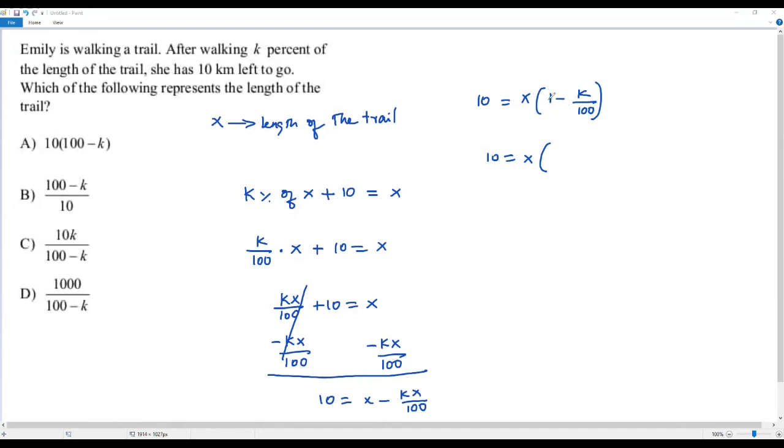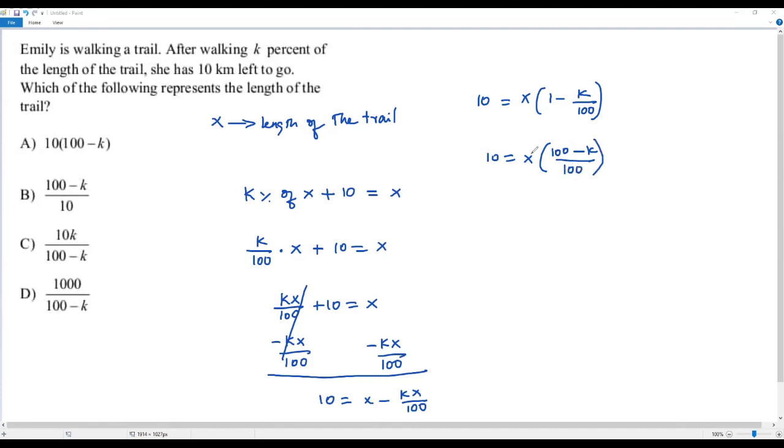Here we do subtraction between an integer and a fraction. Whenever I want to do addition or subtraction between an integer and a fraction, I have to multiply the integer by the denominator of the fraction. Once I'm done with this multiplication, I can take this denominator as a common denominator. Now let me multiply this integer 1 by this denominator 100. 1 times 100 is 100 minus k. Now we can take this 100 as a common denominator.